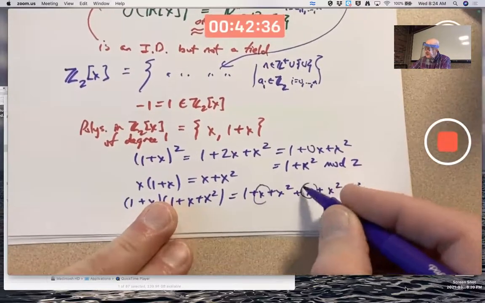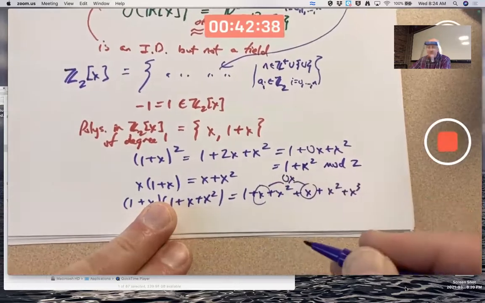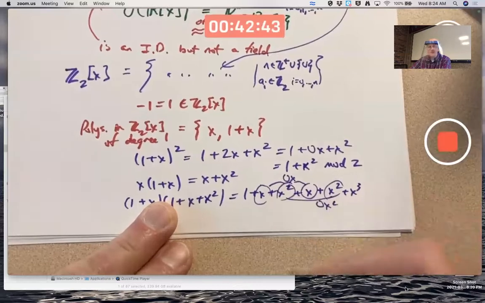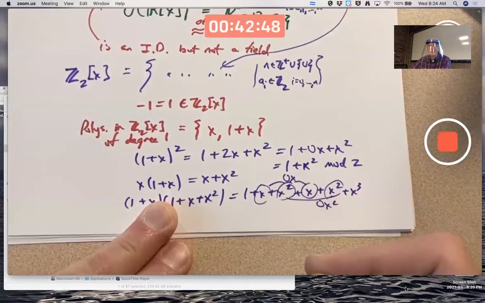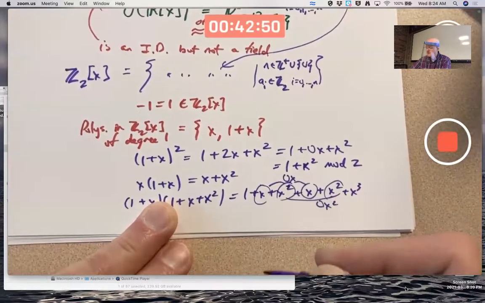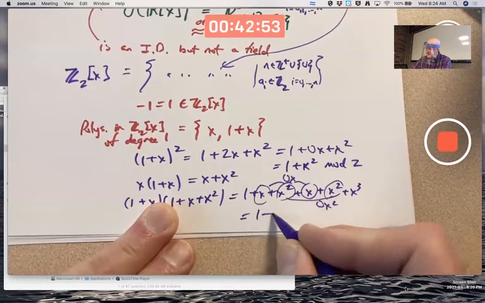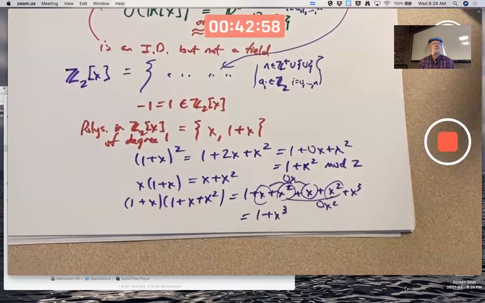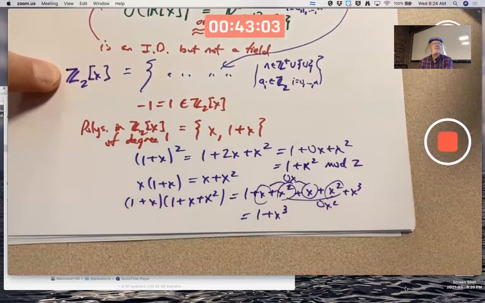These two things combine to give you 0x. These two things combine to give you 0x squared. 2x and 2x squared, mod by 2, you get 0x and 0x squared. So it simplifies to 1 plus x cubed. Strange, but true in this ring. Kind of fun, maybe? Yeah, we're kind of going to try to have some fun with this stuff.